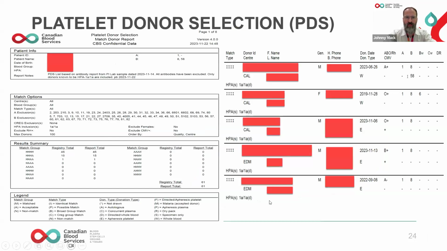This is an example of the platelet donor selection output that we get when we go through that exercise. This is an example, not related specifically to the case I presented, of the platelet donor selection output, where we've put in the antigen exclusions that we want and the HLA type that we want, and we'll get a number of matches in our system, which we can then use in our program to identify donors, contact them, and arrange donations to support a patient in need.